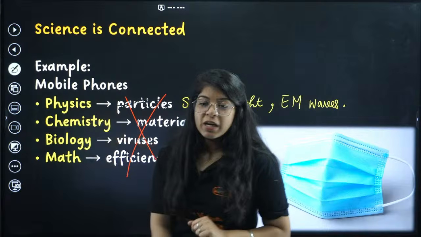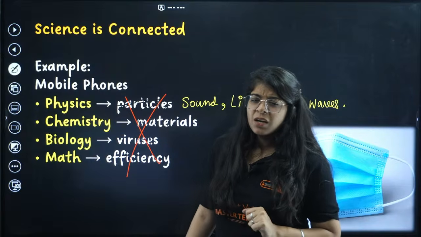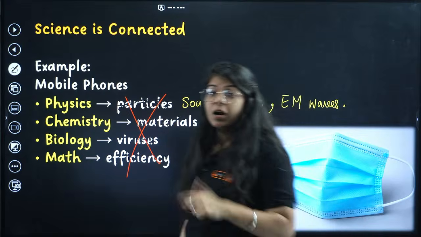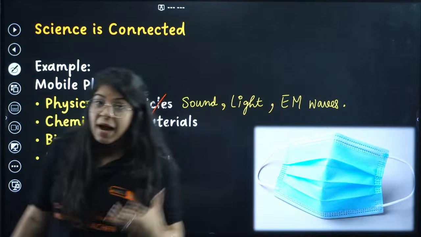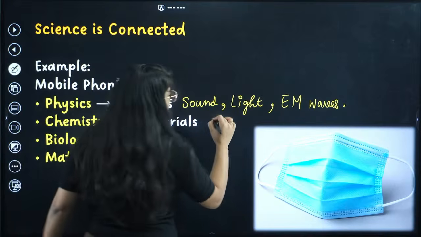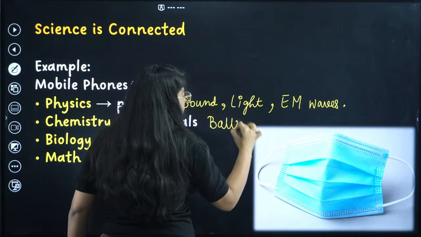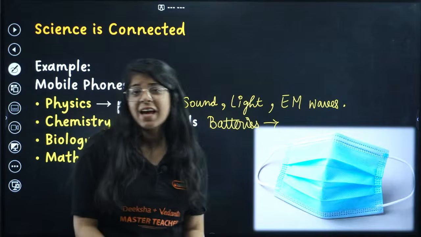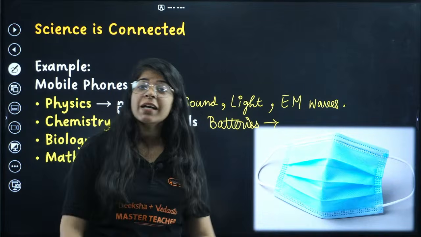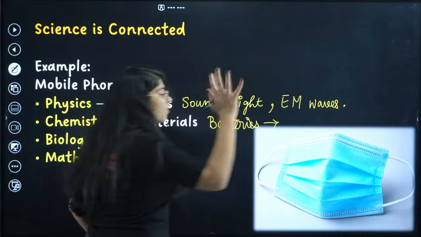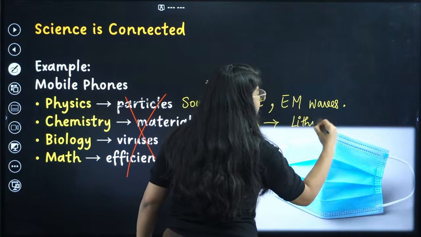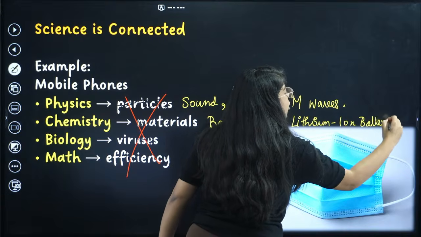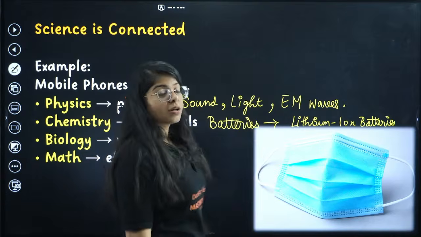Now, chemistry is calling. Okay, the chemistry part of our phone is the batteries, the chemicals in the batteries, right? Our phone has batteries, right? Although when you go to a higher level, batteries incorporate physics as well, because I told you guys, it's all connected, right? But for now, there are lithium ion batteries inside your phone, right? So all those are the chemistry part of it.